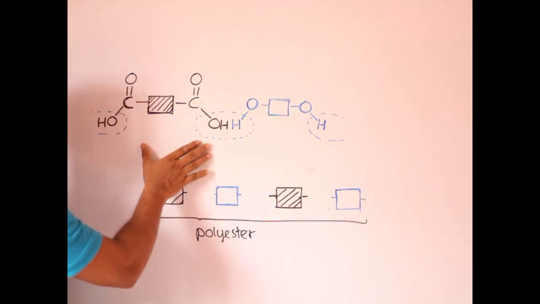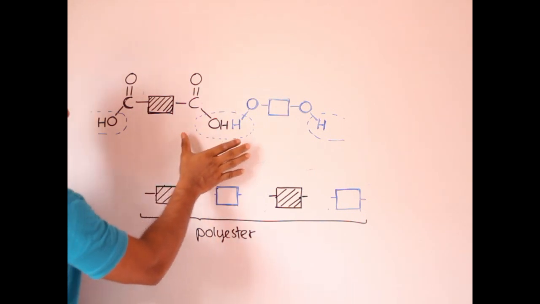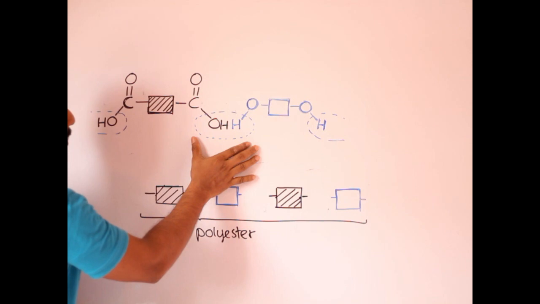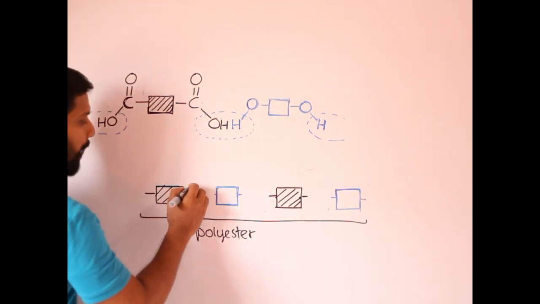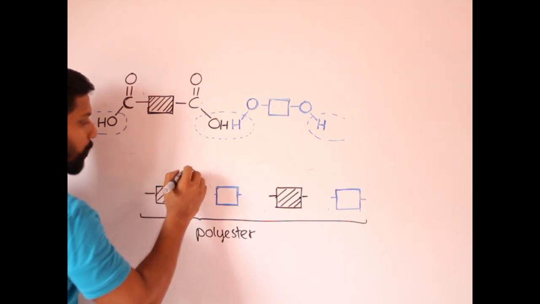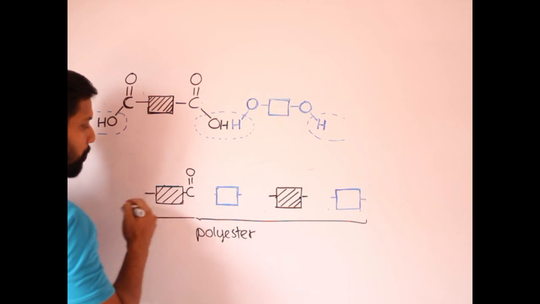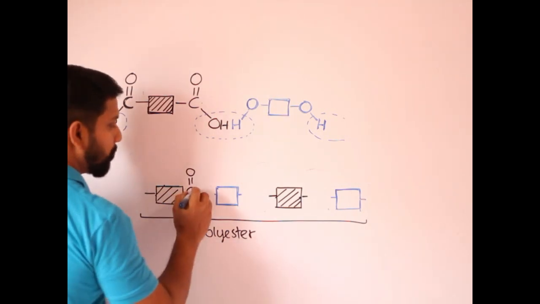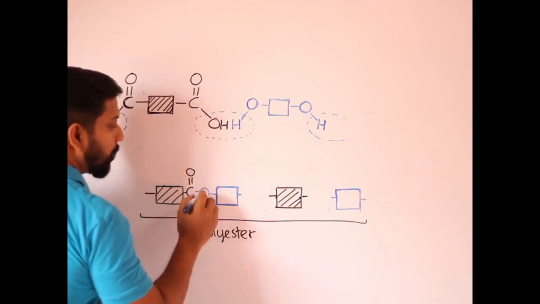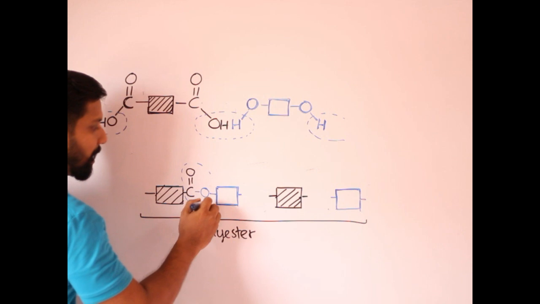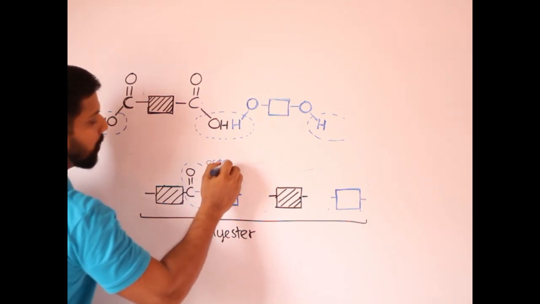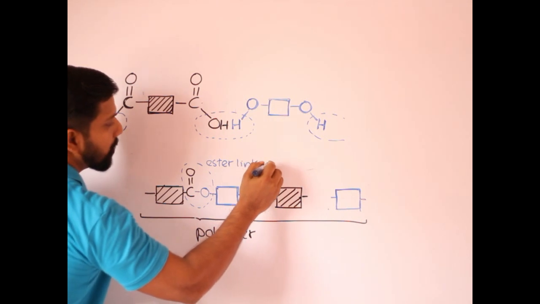We learned in esterification that a carboxylic acid can react with an alcohol to give an ester. So the same reaction is going to occur. Let me show you how the bond formation occurs. The carbon atom at one end of the carboxylic acid will combine with the oxygen atom at one end of the adjacent alcohol molecule to form an ester bond. Here is the ester linkage. This is the ester linkage.